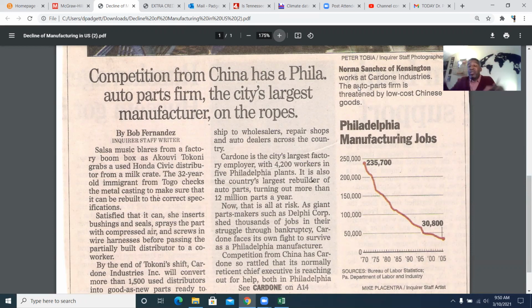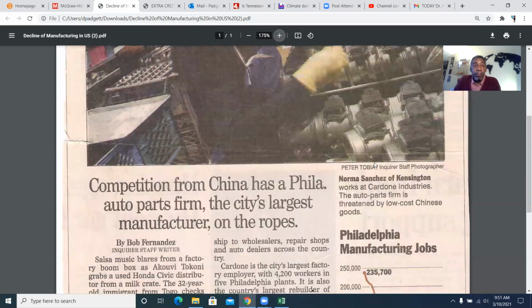So as a result of that juxtaposition, we started to see substantial manufacturing jobs lost in this country. As you can see, this is from Philadelphia. Started in 1970, about 250,000 manufacturing jobs in Philadelphia. By 2005, down to less than 50,000. And each one of those jobs represents a family that was being supported.